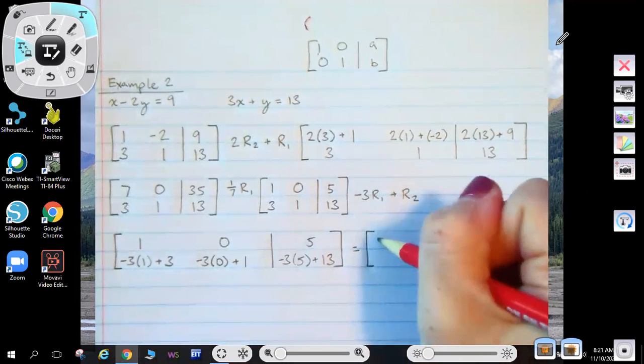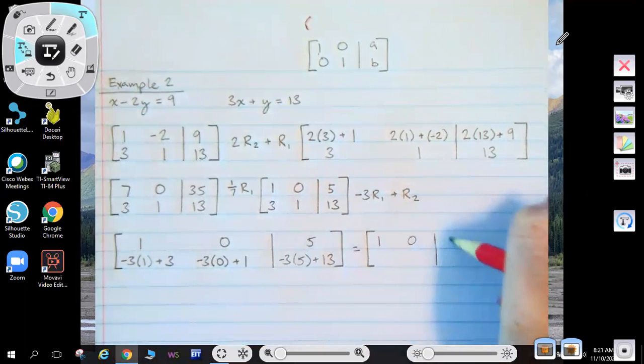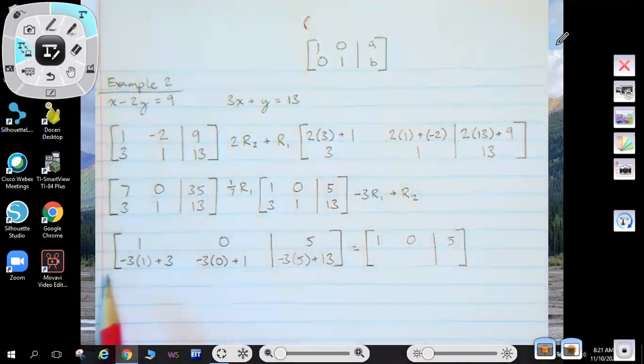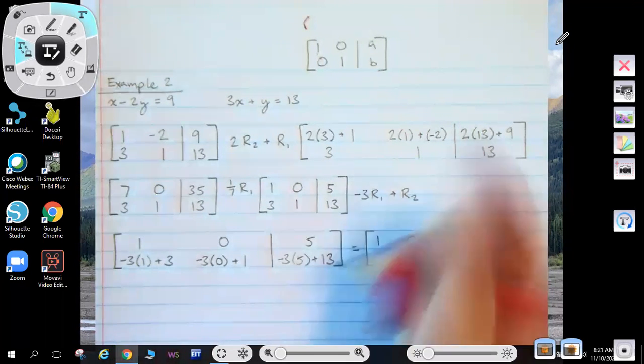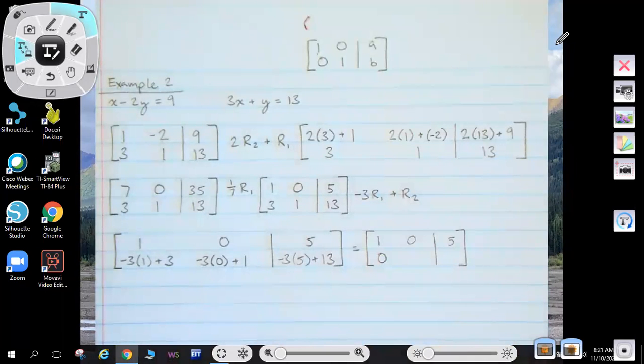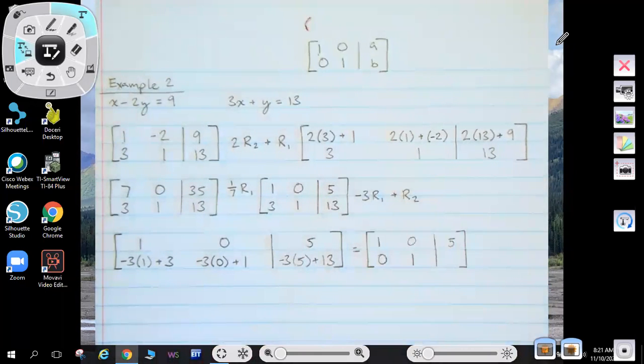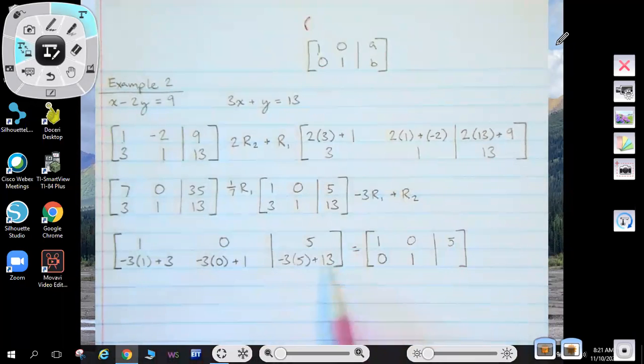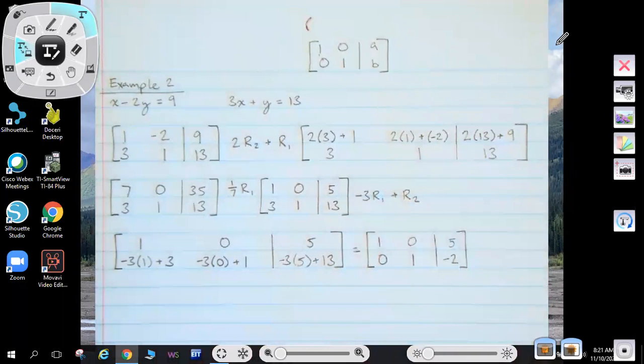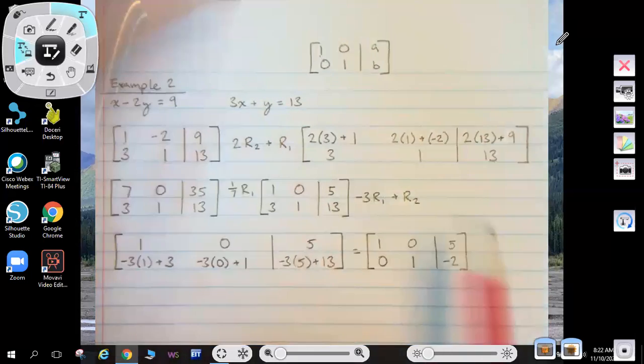Okay, so now we just need to do that math in the second row. The first row is going to stay the same. -3 times 1 is -3, plus 3 is 0, which is what we were trying to get to happen. -3 times 0 is still 0, plus 1 is 1. -3 times 5 is -15, plus 13 is -2.